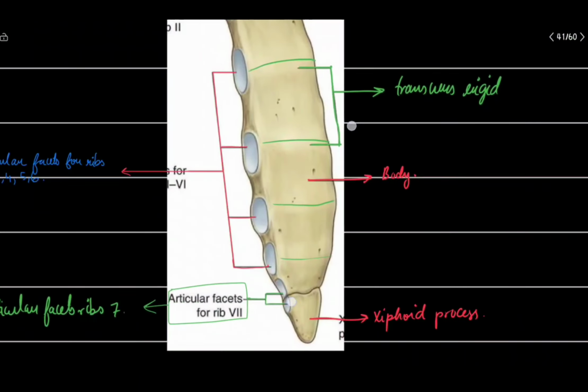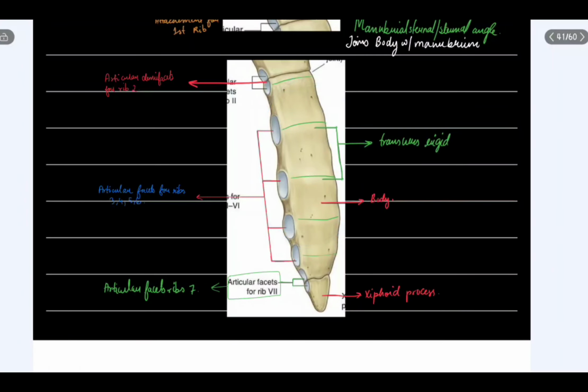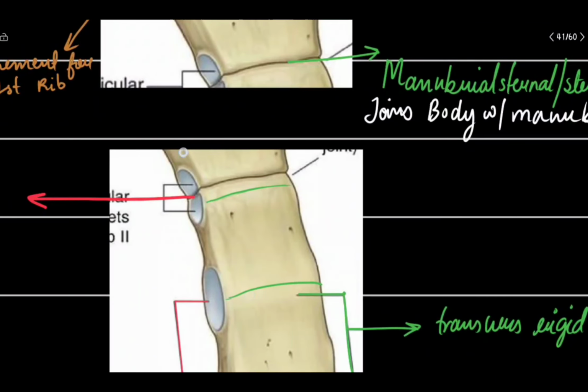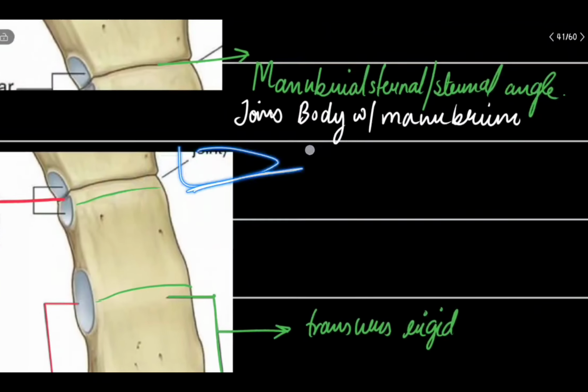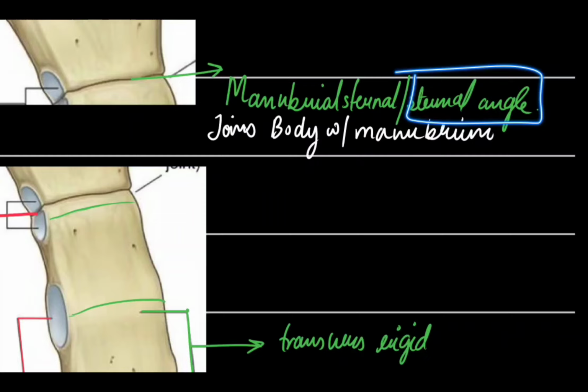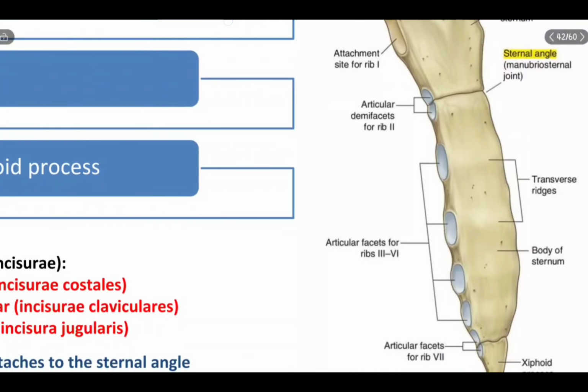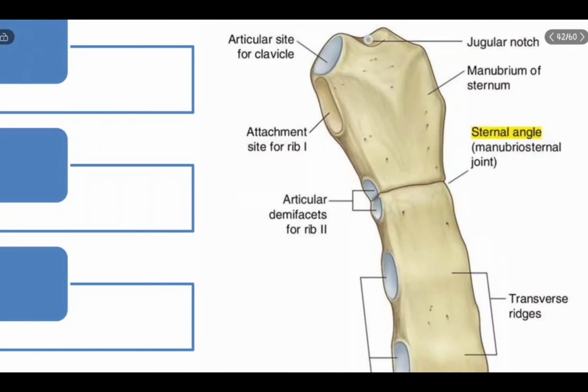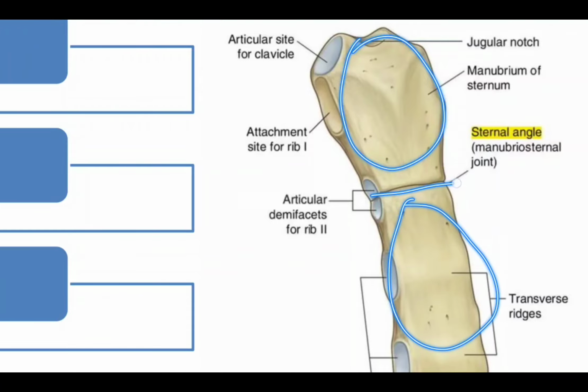The manubrium then further continues into the body, and the attachment of the manubrium and the body is called the manubriosternal joint, or sternal angle. So the sternal angle is the joint that is formed by the manubrium and the body.